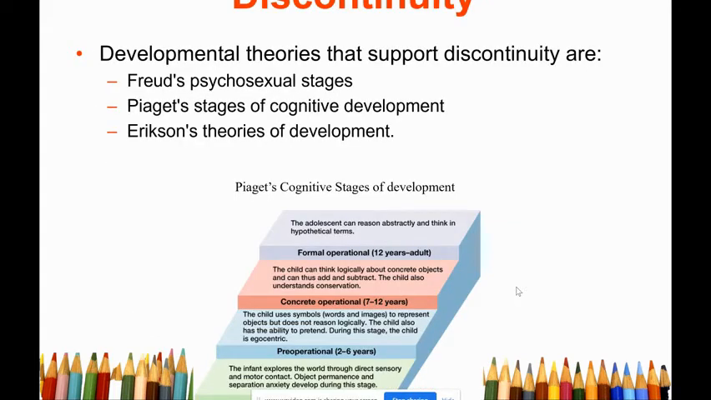Several of the theories that we will look at in this unit are going to be based on this discontinuity view. We're going to look at Sigmund Freud, his psychosexual stages, which mark these distinct advancements in development, Piaget's cognitive development, Erikson's theories on development. All of these are stage specific abilities, and we'll take a look at them more closely later. But they very much fall into this discontinuity view.